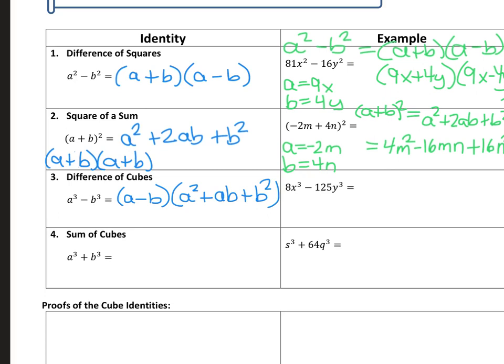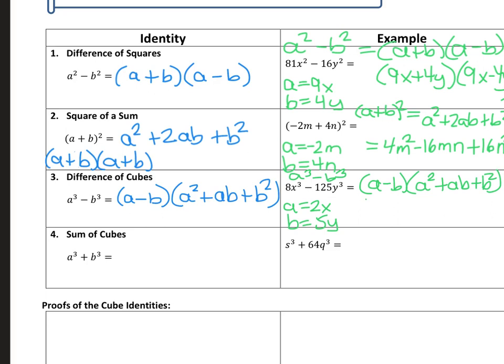And the difference of cubes, a cubed minus b cubed, equals a minus b times a squared plus ab plus b squared. Our a here equals 2x. Our b is 5y.